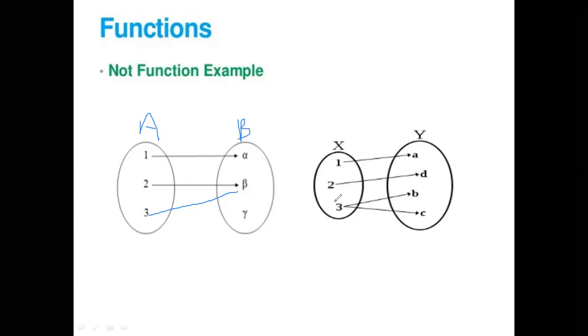Now, on the contrary, element 3 of set X is participating twice. So, according to the definition, this is not a valid function because 3 is participating twice with elements of set B. 3 is participating with b and 3 is also participating with c. So this is a valid relation, but not a valid function, because 3 is participating twice. If we remove any one line from here like this, then this is a valid function.